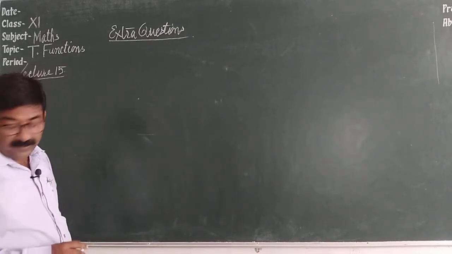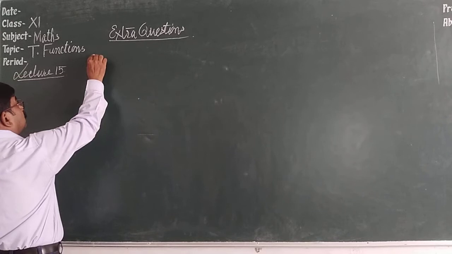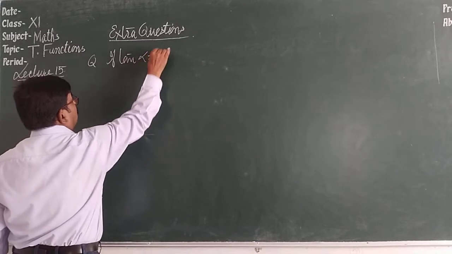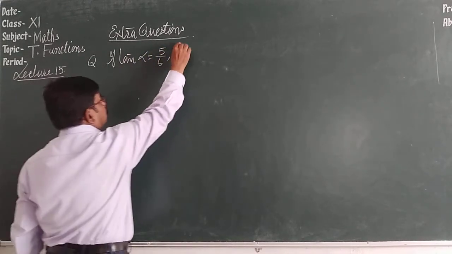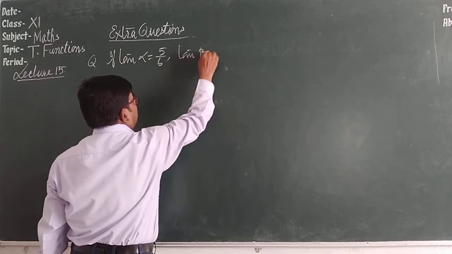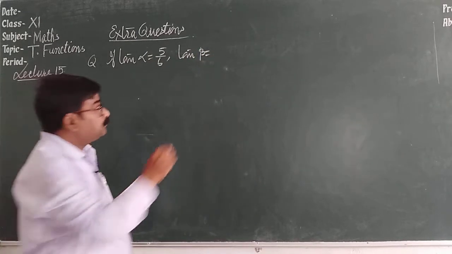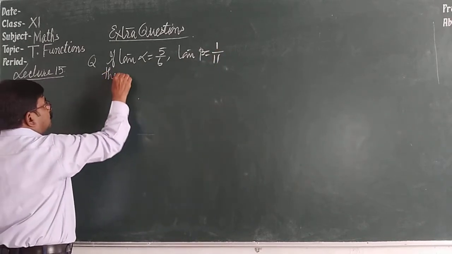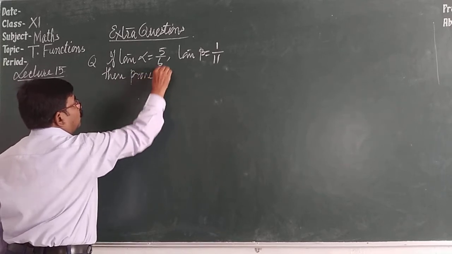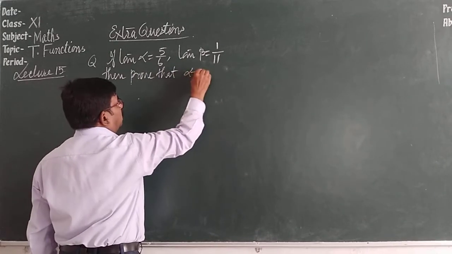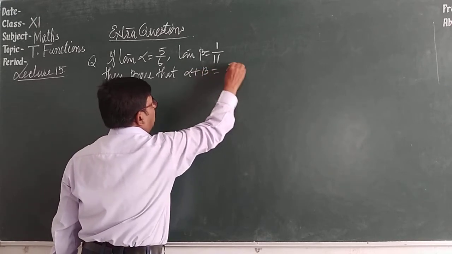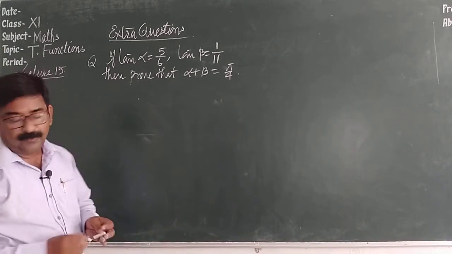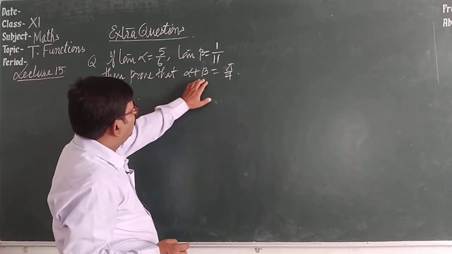If tan alpha is equal to 5 upon 6, and tan beta is equal to 1 upon 11, then prove that alpha plus beta is equal to pi by 4. Simply we need alpha plus beta. Tan alpha is given, tan beta is given.